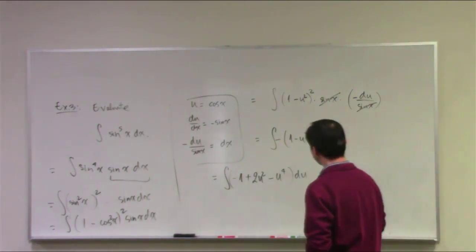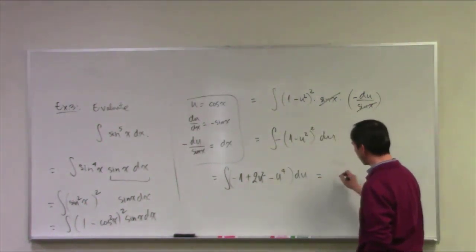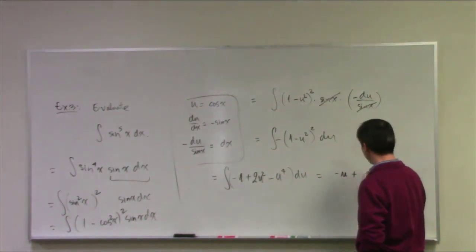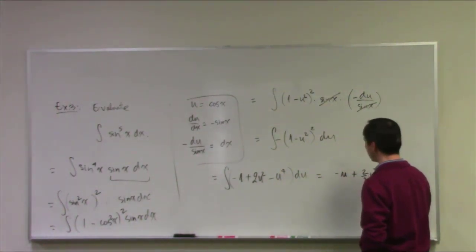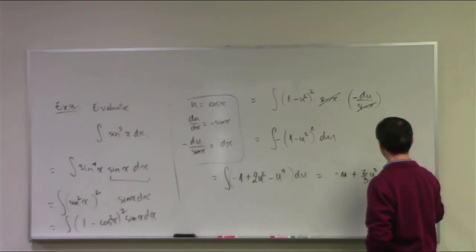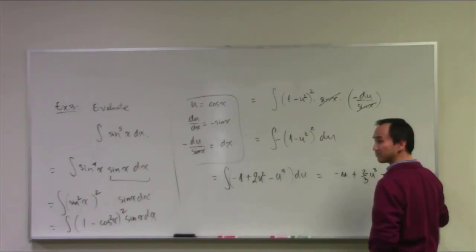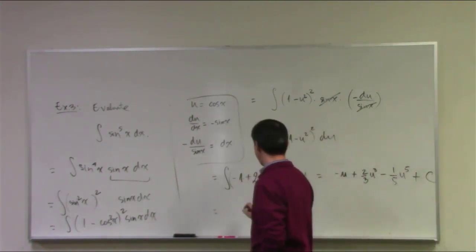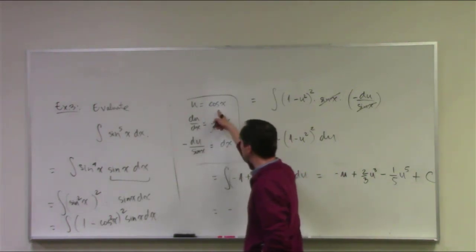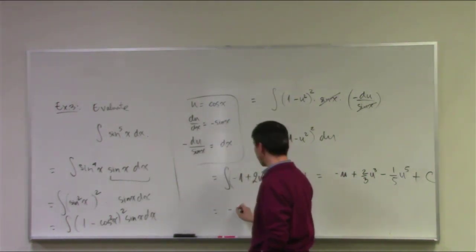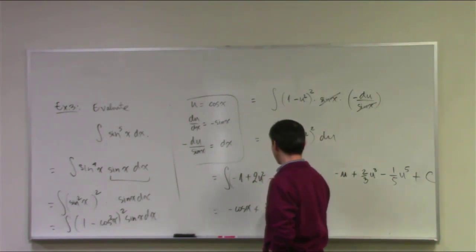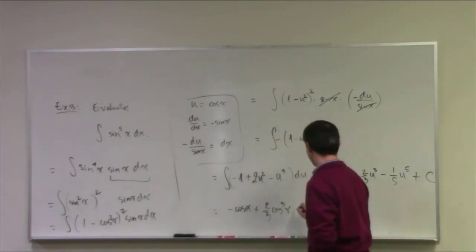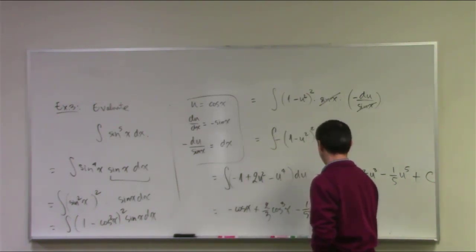And then from there, now the integral is ready. Currently, in terms of u, we've got minus u, plus 2/3 u cubed, minus 1/5 u to the 5th power. Now we just bring in that original meaning. So u was substituting for cosine of x. So you were looking at minus cosine of x, plus 2/3 cosine cubed of x, minus 1/5 cosine to the 5th power of x, plus C.